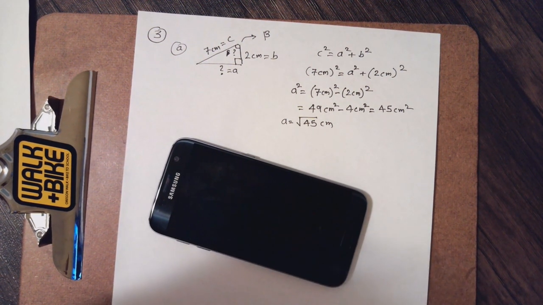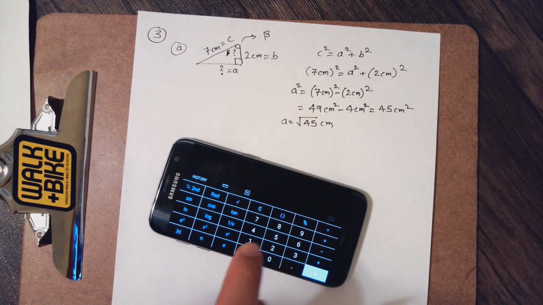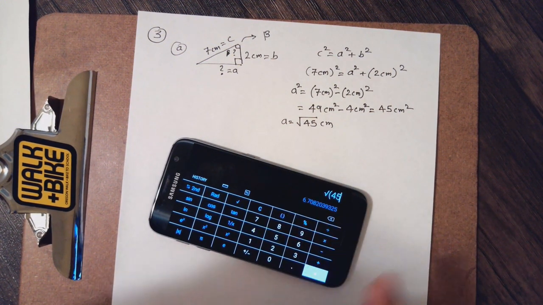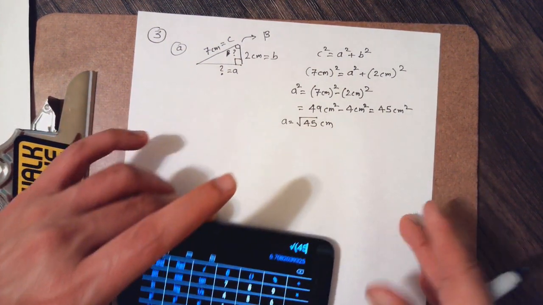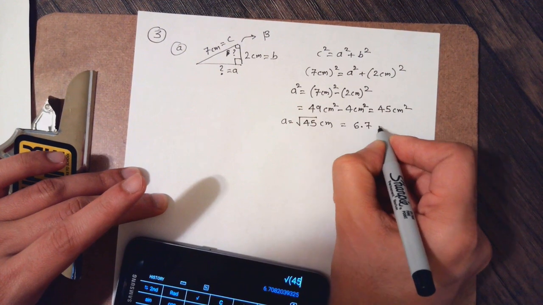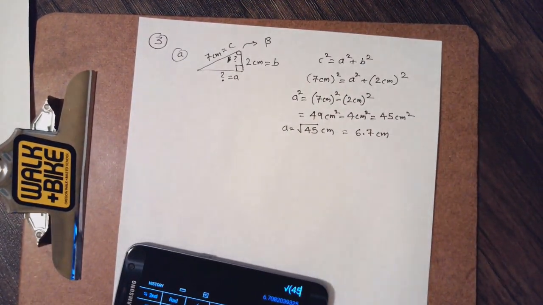So you go. So square root of 45 is square root of 45. That's 6.7. So the answer is 6.7 centimeter. Okay, never forget the unit.